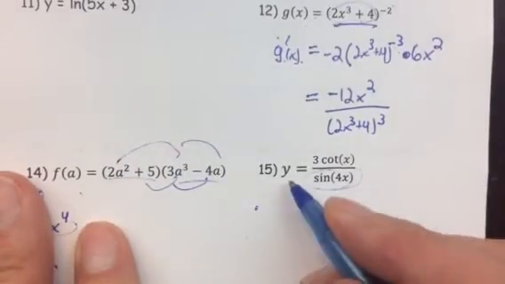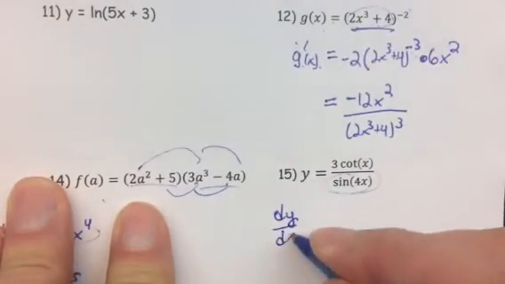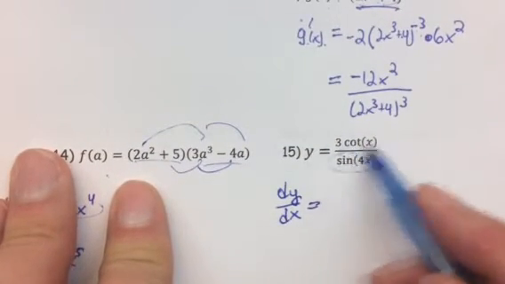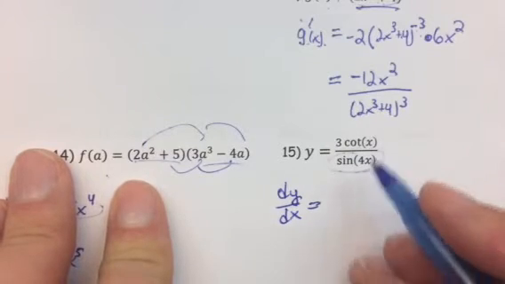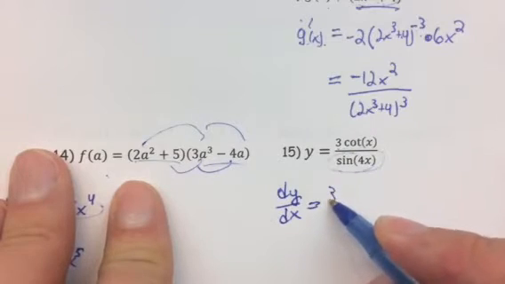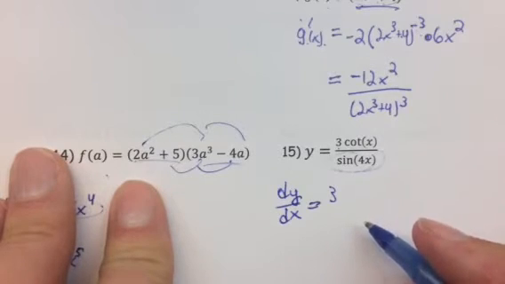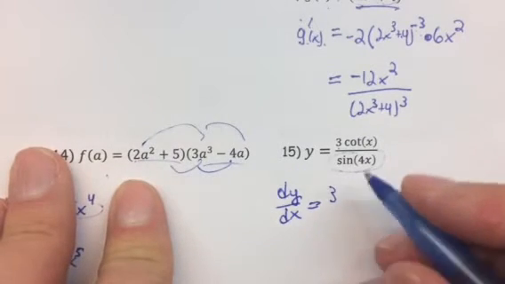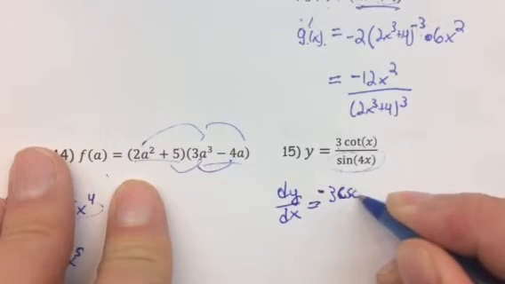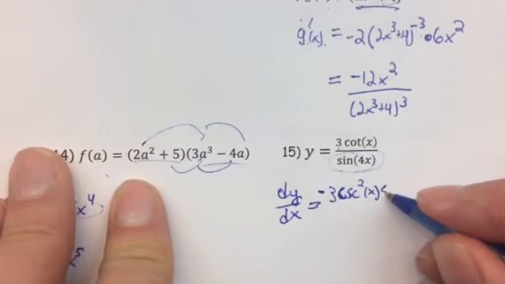So earlier when it was y, I wrote y prime. This time I'm going to write it a different way just so we're used to it. dy/dx equals, so the derivative is equal to, this is the quotient rule, so we're going to have to do the derivative of the top times the bottom. So the derivative of the top, we have a constant multiple, so it's still going to be there, times cotangent. The derivative of cotangent is negative cosecant squared, so we're going to put the negative in the front, and then cosecant squared.